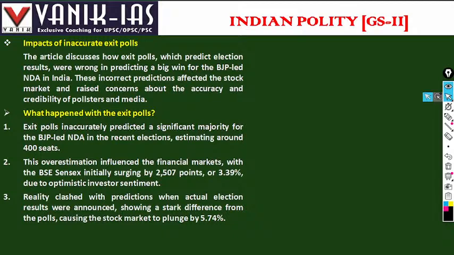Reality clashed with the predictions when the actual election results were announced, showing a stark difference from the polls, causing the stock market to plummet by 5.74%. It had increased by 3.39% but plummeted by 7.74%. That means the investors lost a huge amount based on the mistake committed by the exit poll agencies.